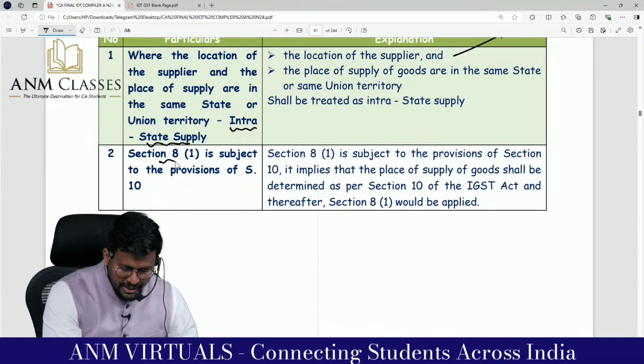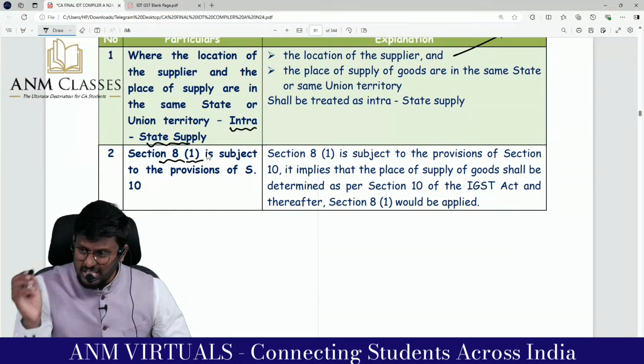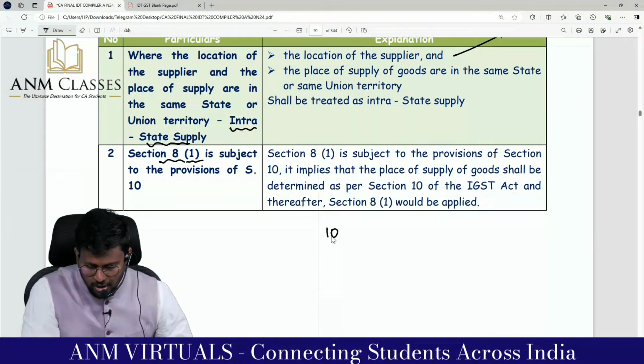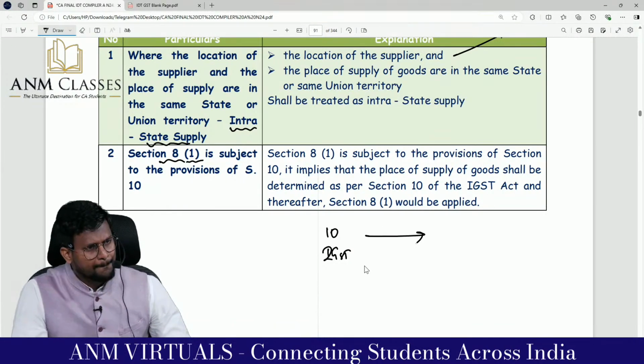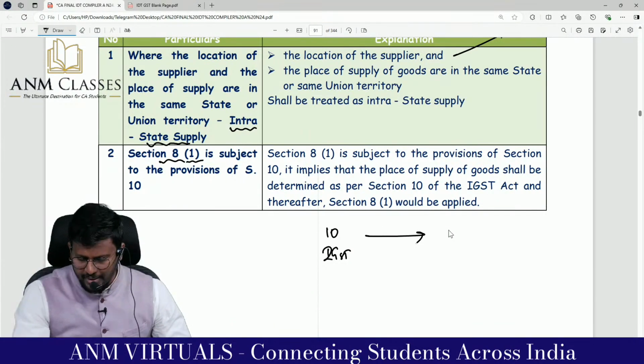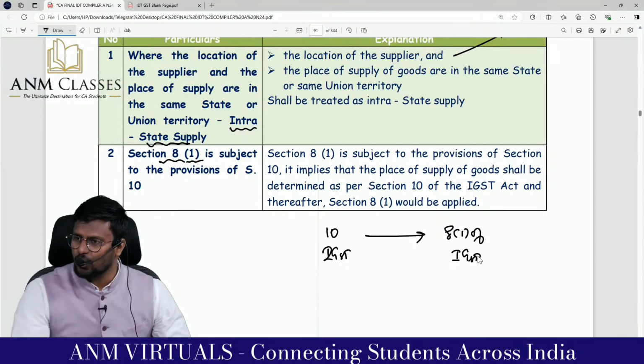Whereas the section 8 subsection 1 is subject to the provisions of section 10. That means first you have to apply section 10 of the IGST Act. After applying section 10 of the Act, then you have to apply section 8 subsection 1 of the IGST Act. Are you all really with me?